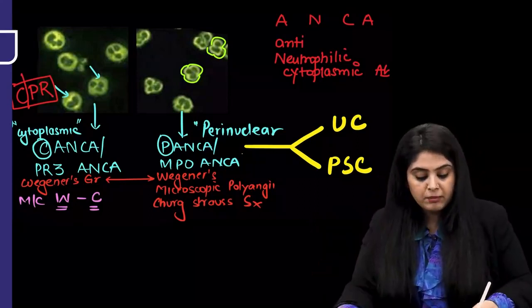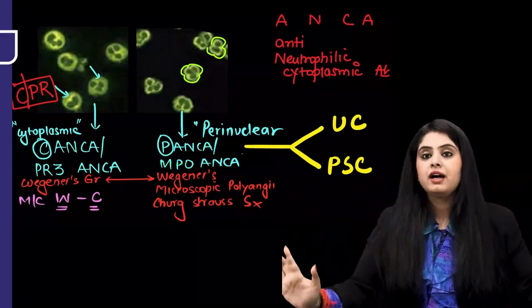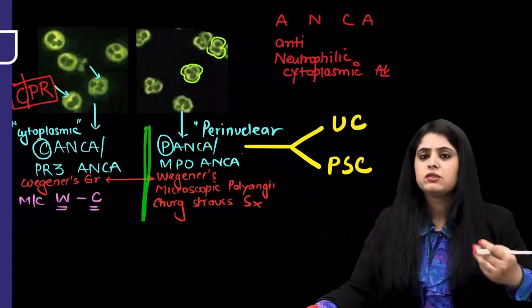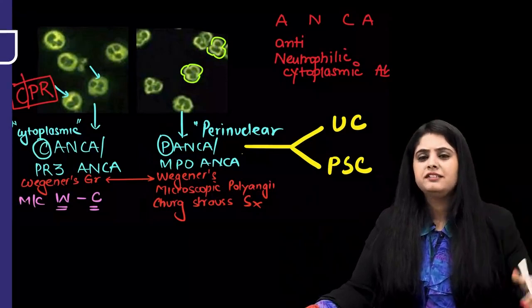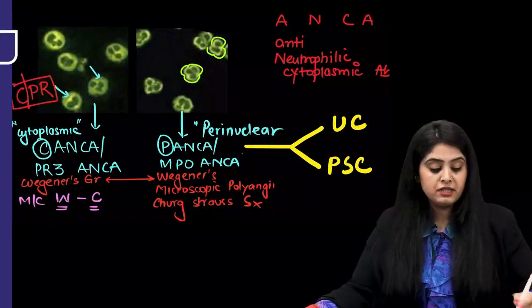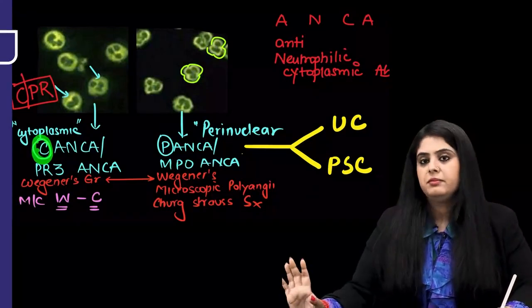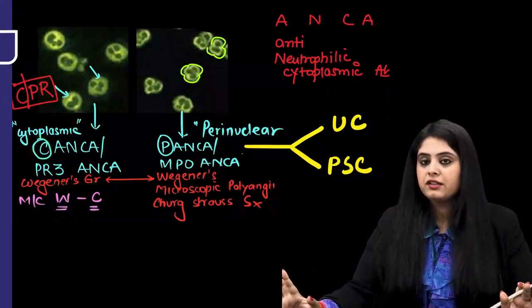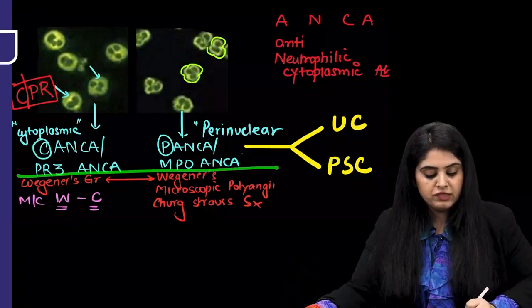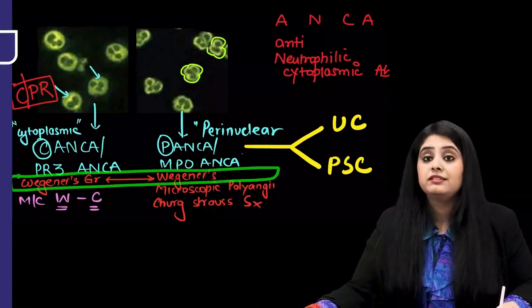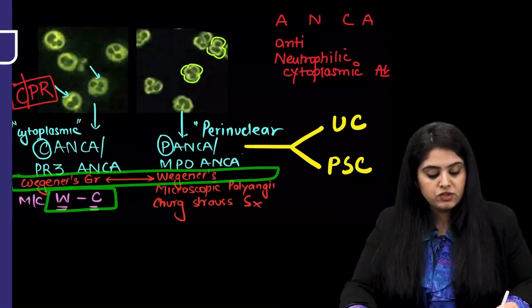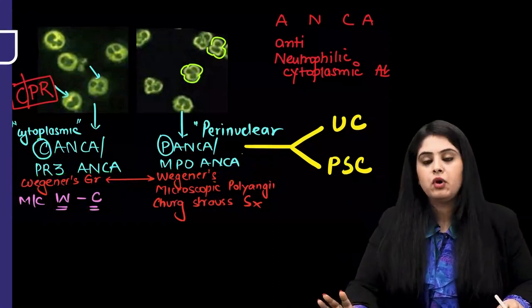So P ANCA is basically a pan spectrum ANCA, such that every disease is going to come under P ANCA. Wegener's, microscopic, Scherk-Strauss, PSC, ulcerative colitis, everything comes under it. C ANCA is simple, World Cup, one thing. Only Wegener's comes under C ANCA. So let me ask you one question. Wegener's shows you C ANCA, P ANCA, or both? Your answer is both. But if they ask you which is the most common thing that Wegener's shows you, then remember World Cup. So Wegener's is going to show you C ANCA more commonly.